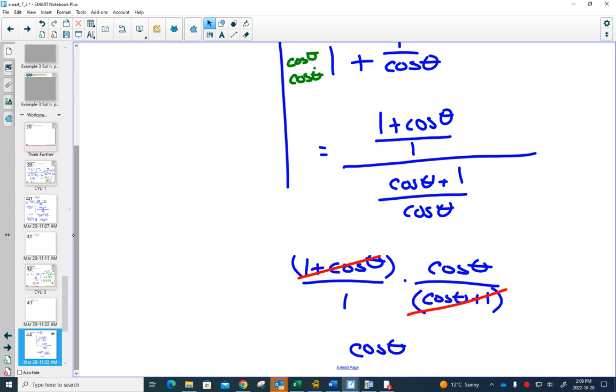And then the 1 plus cos thetas are identical. Simplify them, and you're just left with cos.